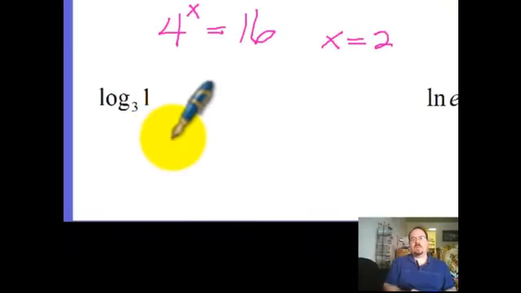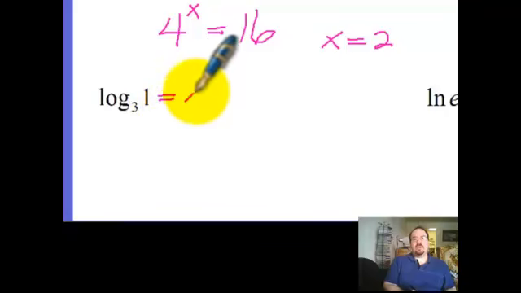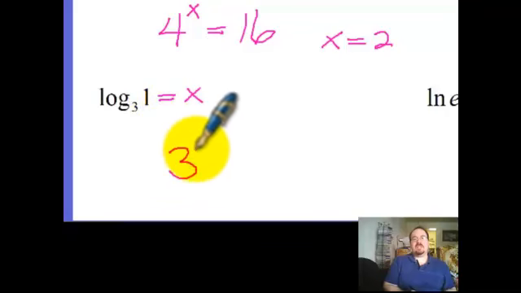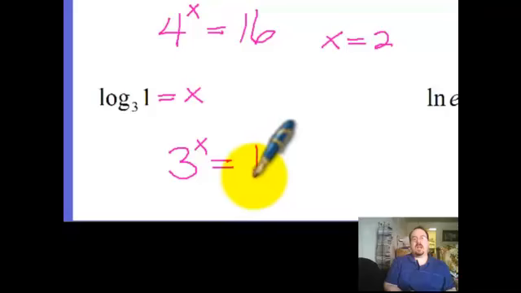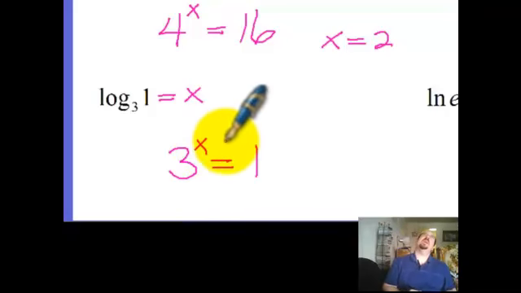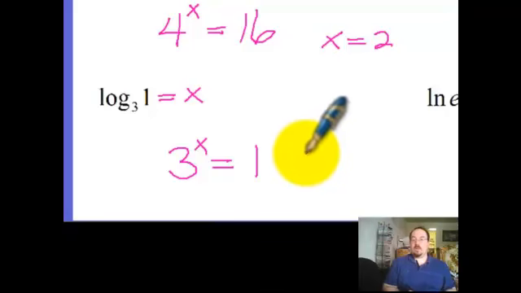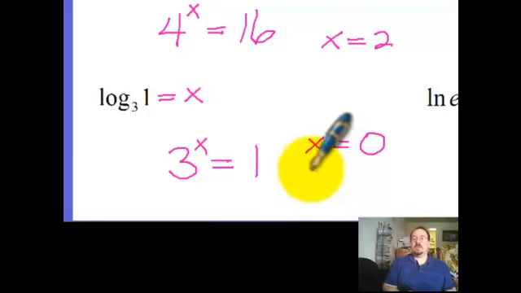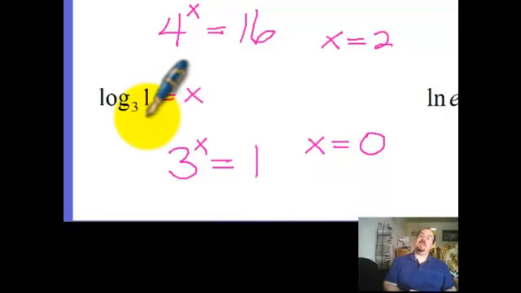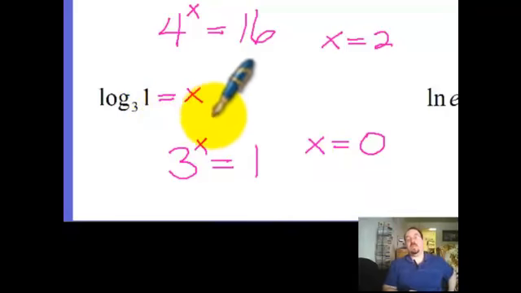Let's look at this one though. I don't know what this is, but I have 3 to the x equal to 1. And then if I think backwards, what would x have to be to change the 3 into a 1? Well, I think we know anytime we raise something to the 0th power, we get 1. So it must be 0. So log base 3 of 1 gives you 0.